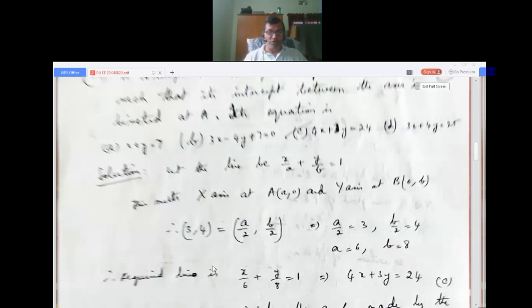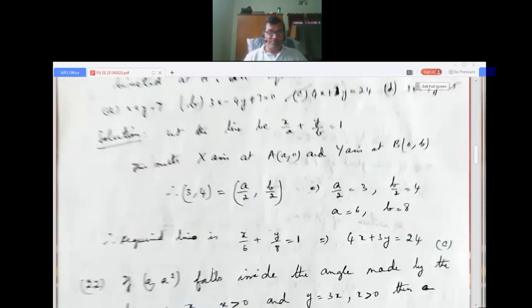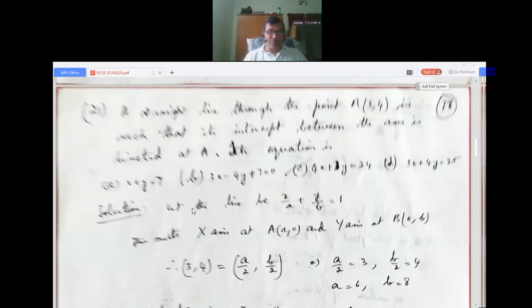I hope you understood why. Because here the line is, so this is the x-intercept, this is the y-intercept. A straight line through the point 3 comma 4 is such that its intercept between the axes is bisected at A.